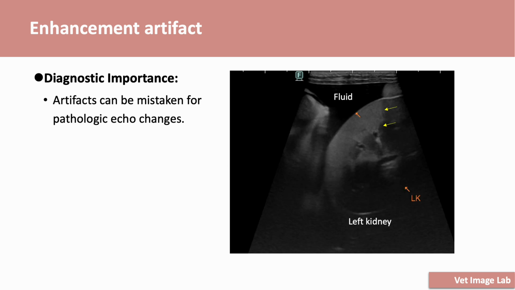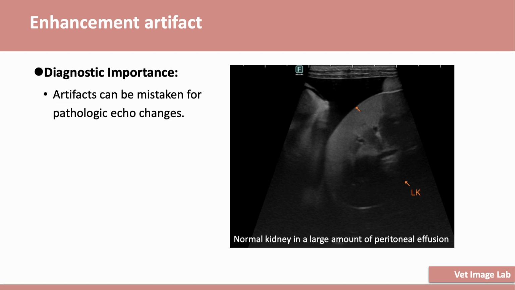We must be cautious not to misinterpret artifacts as pathological echo changes. In this patient, notice the focal increase in the cortical echoes of the kidneys. An inhomogeneous renal cortex with focal hyperechoic changes might initially be mistaken for a pathological finding. However, in this case, a significant amount of ascites generates Enhancement Artifact, which is responsible for increasing the focal cortical echoes. Understanding how fluid-induced artifacts can alter ultrasound images is essential to avoid diagnostic errors and ensure accurate interpretation.